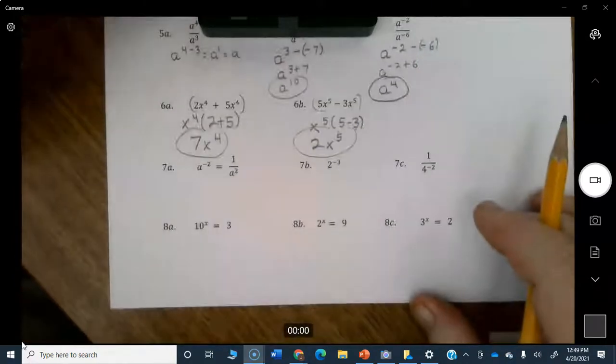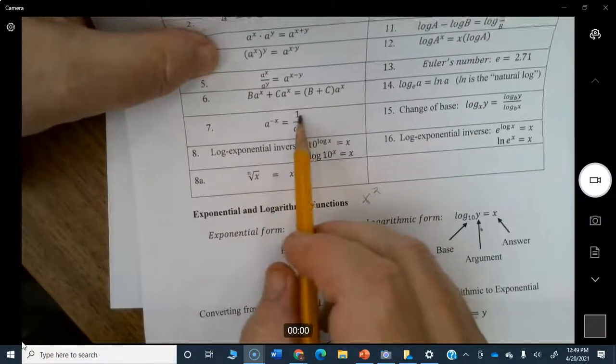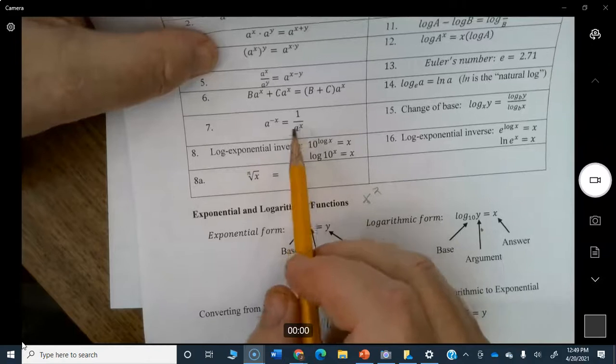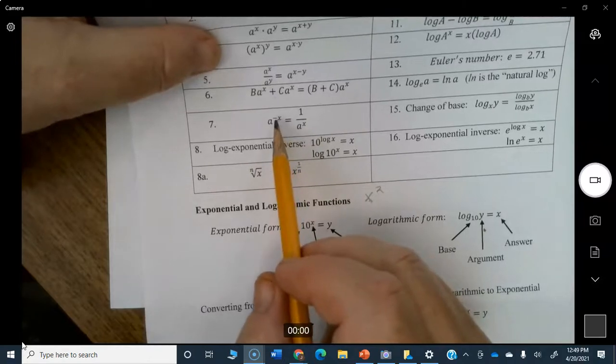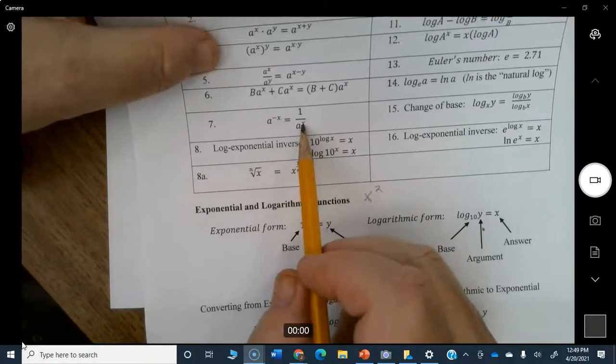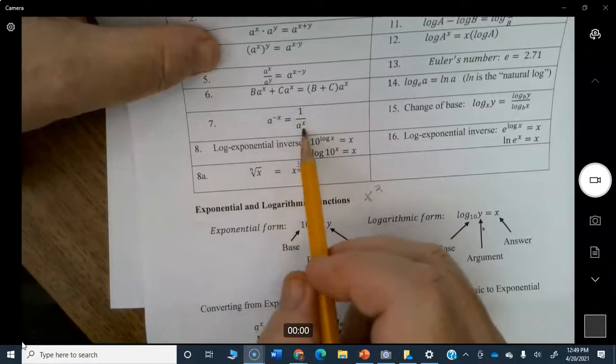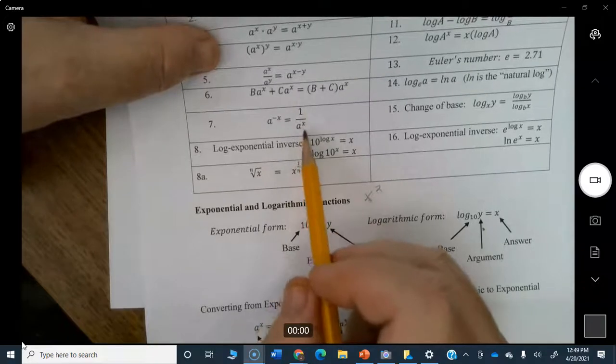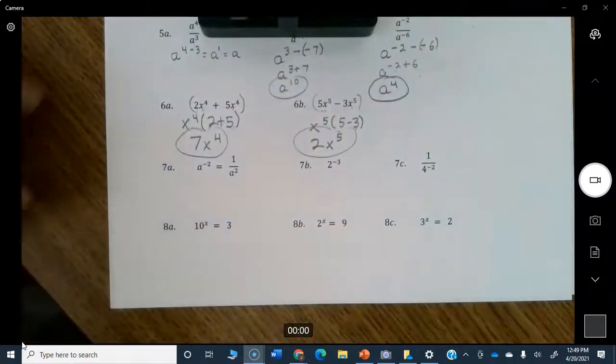Okay, next up. We're going to look at this principle down here, that a to the minus x equals 1 over a to the x. So you simply flip the sign. If it's a negative up here, you flip it to a positive. If that was a positive, you flip it to a negative. And then you just put the entire thing over or underneath 1. You take the reciprocal of it. Okay.